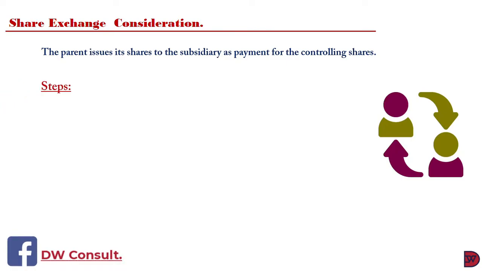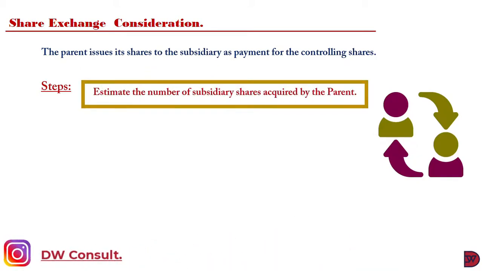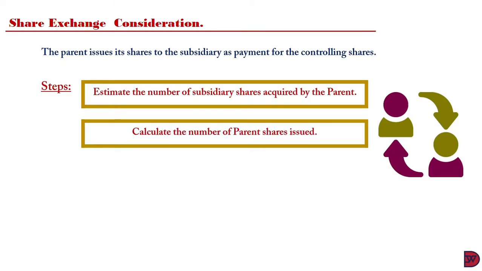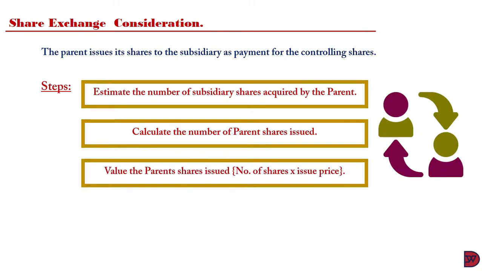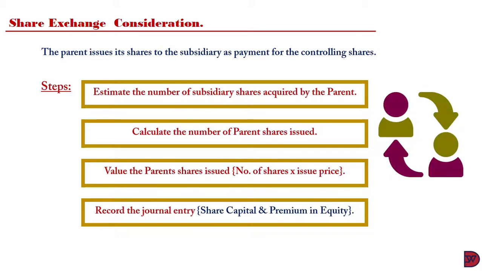Let's look at the steps in calculating cost of investment when there is a share exchange. The first is that you have to estimate the number of shares the parent has acquired in the subsidiary. You can do so by multiplying the percentage ownership by the number of total shares of the subsidiary. Secondly, you estimate the number of shares the parent has issued as payment for the subsidiary's shares. Thirdly, you calculate the value of the parent's issued shares by multiplying it with the fair value or the market value. Then you record the value in the equity section of the consolidated statement of financial position by adding it to that of the parent.